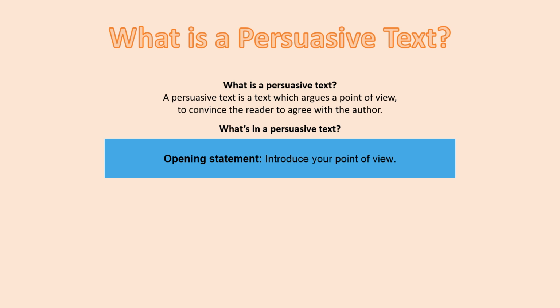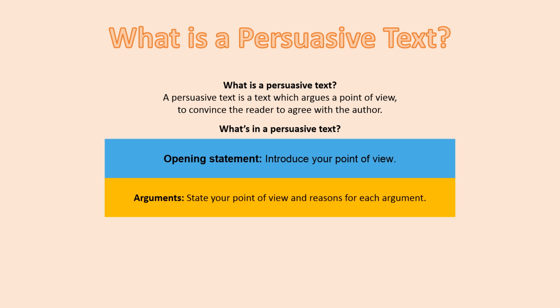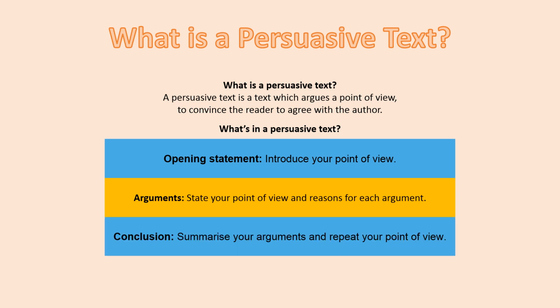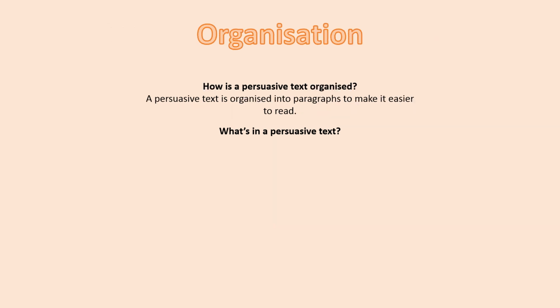What can we find in a persuasive text? An opening statement to introduce your point of view, arguments to state your point of view and reasons for each argument, and a conclusion to summarize your arguments and repeat your point of view. How is the text organized? It's organized into paragraphs to make it easier to read.